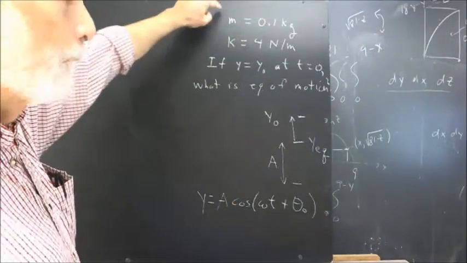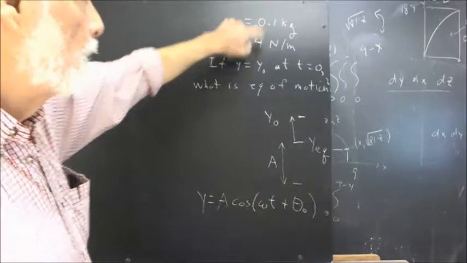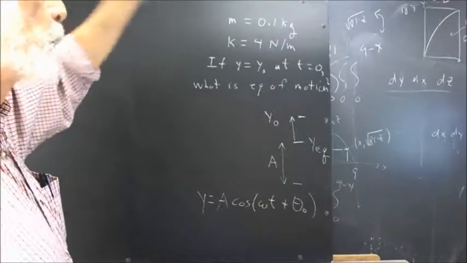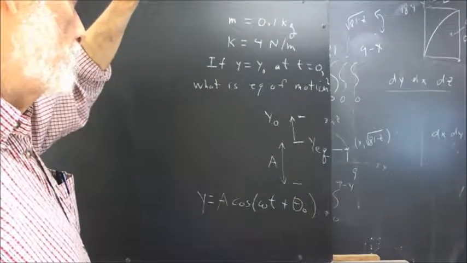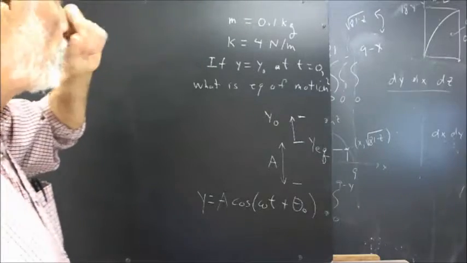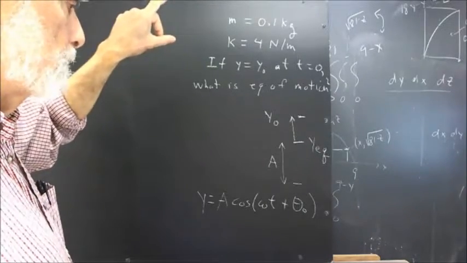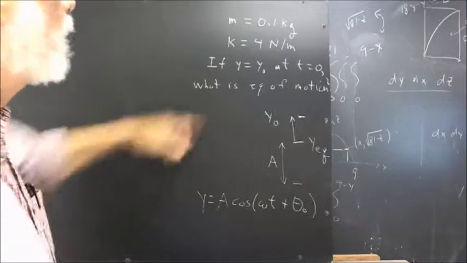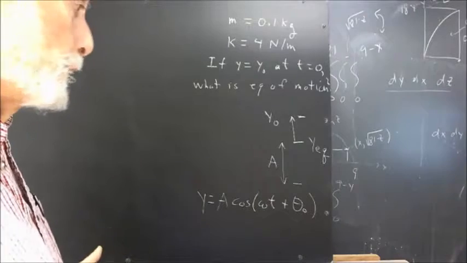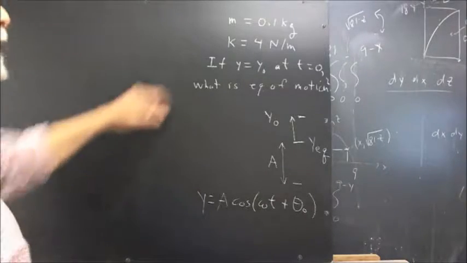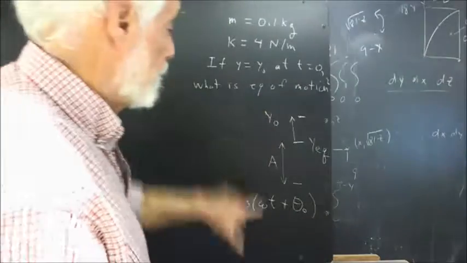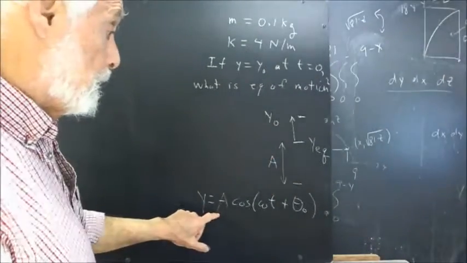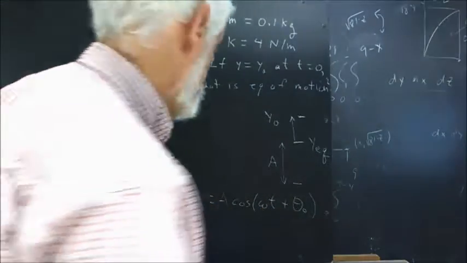We know what k is. We know what the mass is. If we divide k by m, we get 40, and it's going to be 40 meters squared. I'm sorry, 40 seconds squared, 40 reciprocal seconds squared. The square root of that is very close to 2 pi. So from this we can calculate omega. And we can measure A, so the only thing we have to determine is theta naught. Okay?